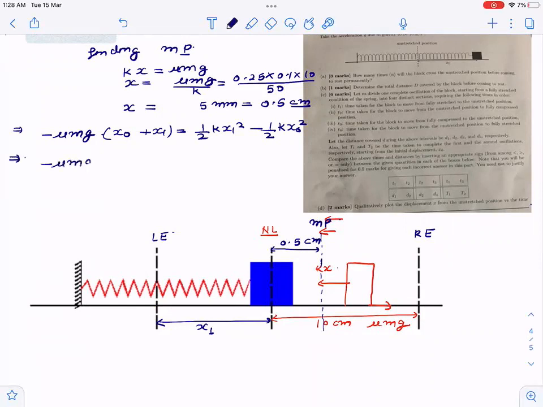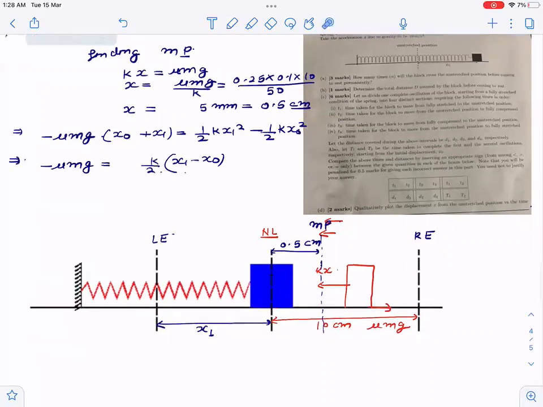Now here, see, minus mu mg equals k by 2. If I take common, then x naught plus x1 will cancel from here. So you will get x naught minus x1, the difference between x naught and x1, right? So if I multiply minus by minus both sides, you're going to get x naught minus x1 equal to 2 mu mg by k. Mu mg by k we have already calculated, which was 0.5 centimeter. So this is 1 centimeter.